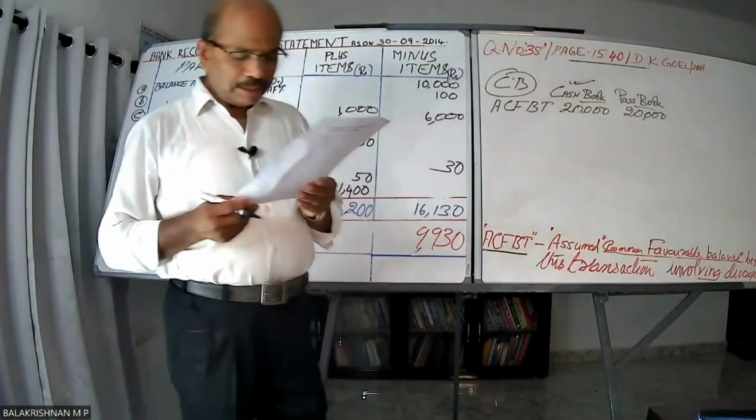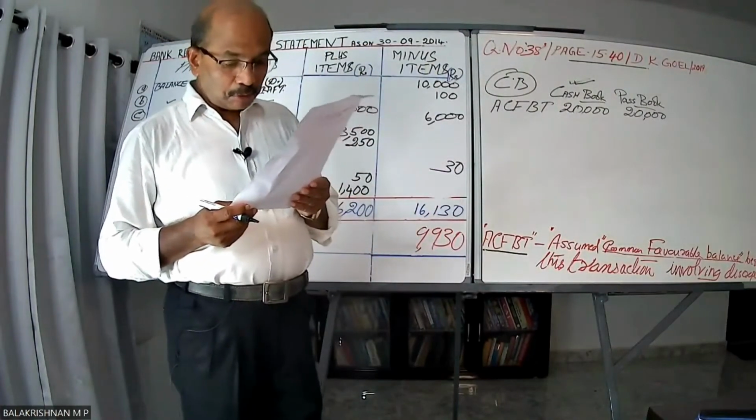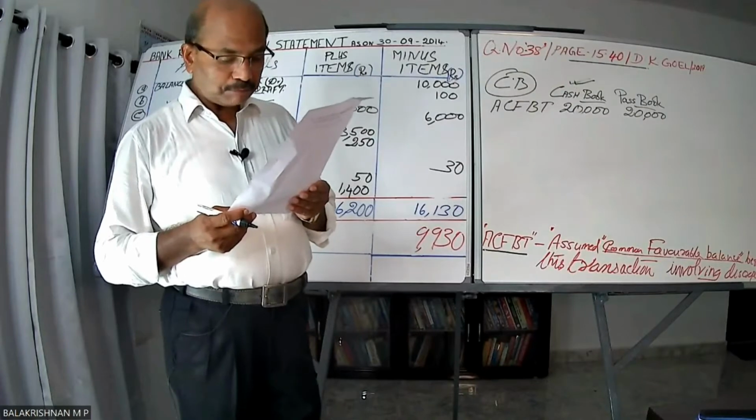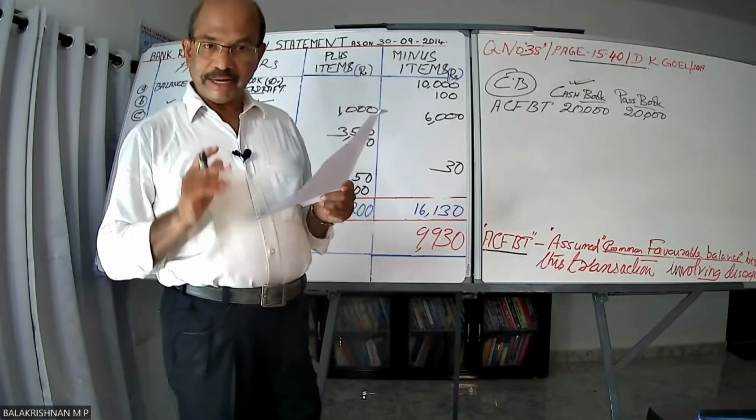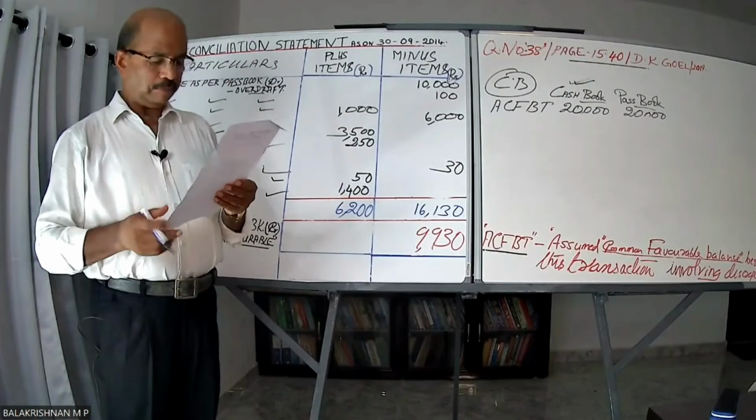In the cash book, a bank charge of rupees 30 was recorded twice, while another bank charge of rupees 50 was not recorded at all. Let's take it one by one.